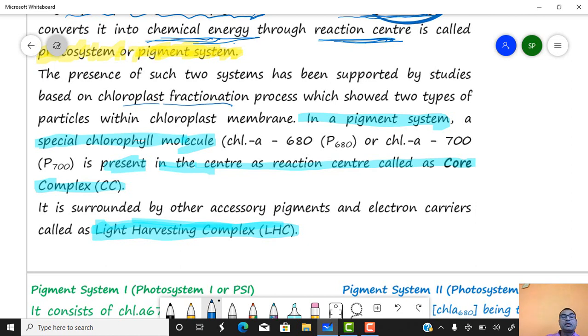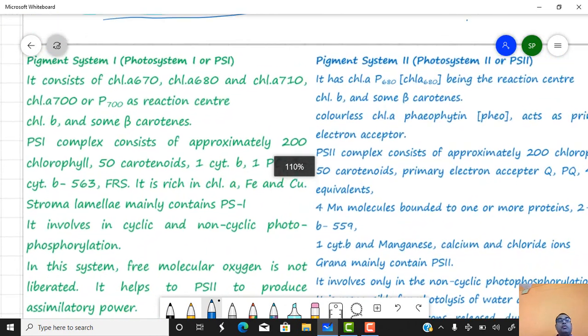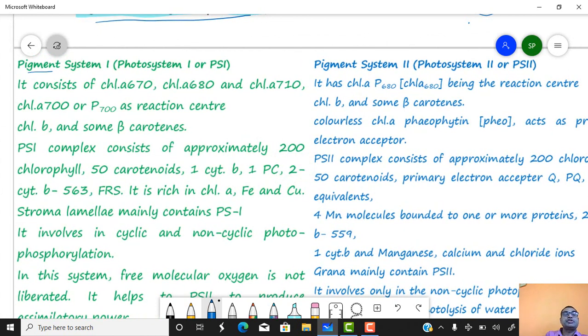In a pigment system, a special chlorophyll molecule present in the center as a reaction center is called the core complex. It may be chlorophyll a680, generally considered as P680, or chlorophyll a700, that means P700, and these are called the core complex, generally denoted by CC. The reaction center is surrounded by a number of accessory pigments. These accessory pigments and electron carriers are called the light harvesting complex. So there are two pigment systems present in the quantasome, pigment system 1 and pigment system 2.